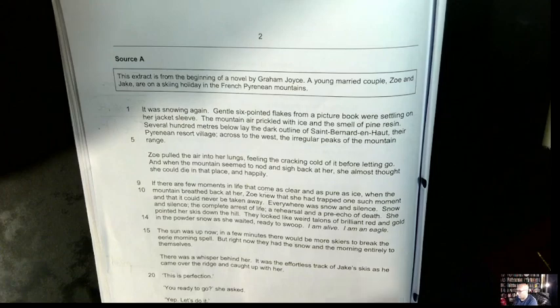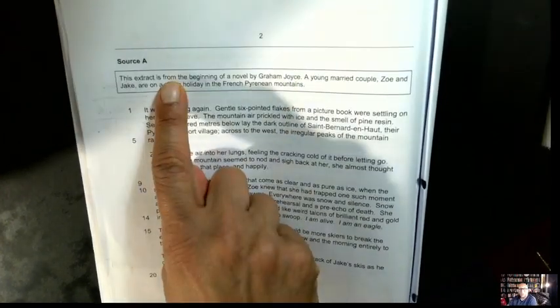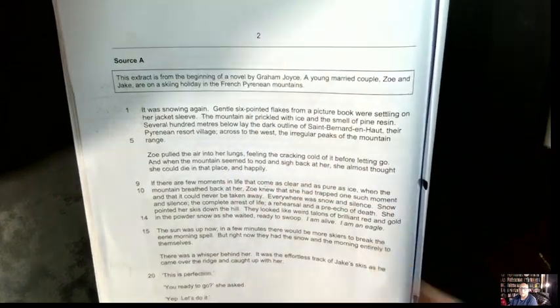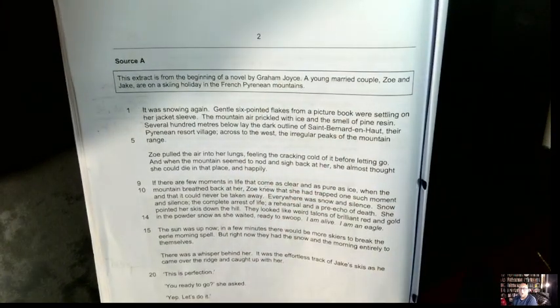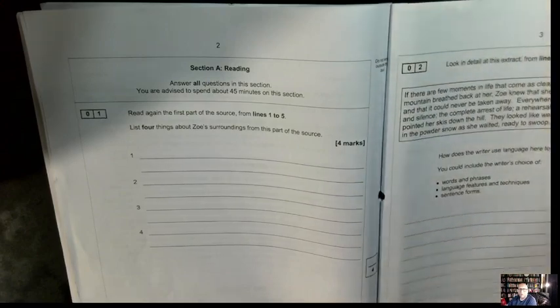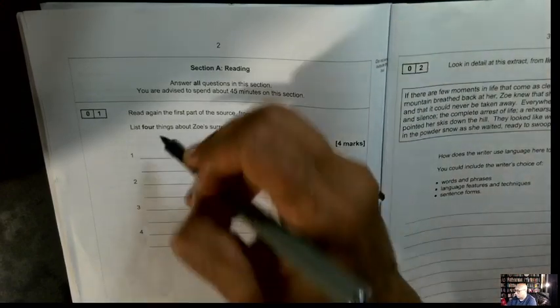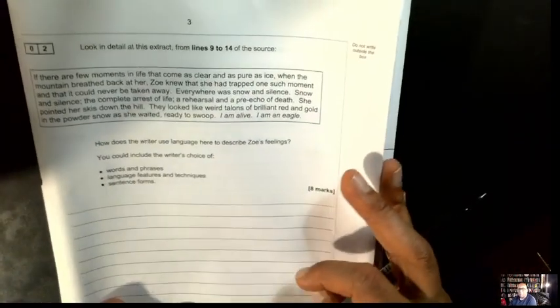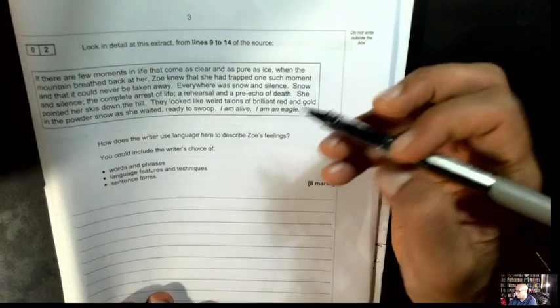Okay, so let's look at this question. This extract is from the beginning of a novel by Graham Joyce. A young married couple, Zoe and Jake, are on a skiing holiday in the French Pyrenees Mountains. So the first question is 4 minutes, 4 marks, lines 1 to 5. We want to know 4 things about Zoe's surroundings. They're in the mountain. 4 minutes later, max, we come to the 12-minute question.